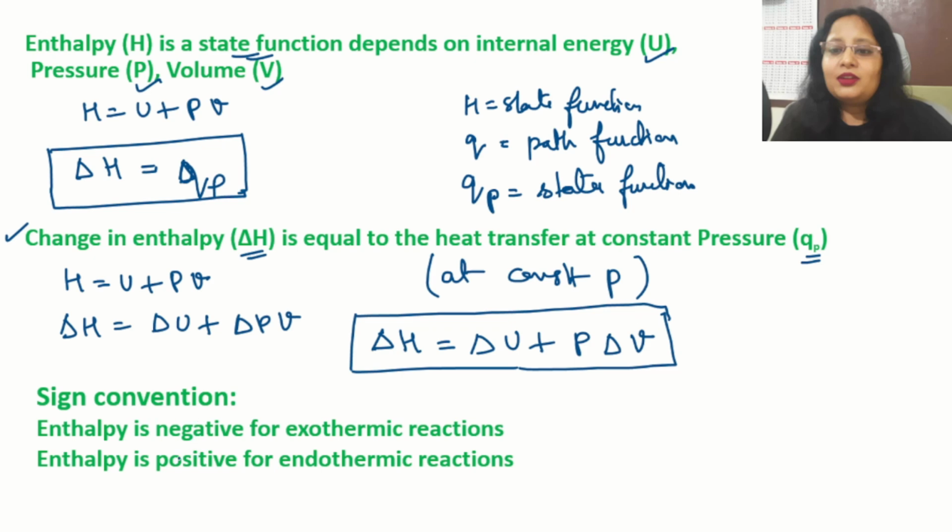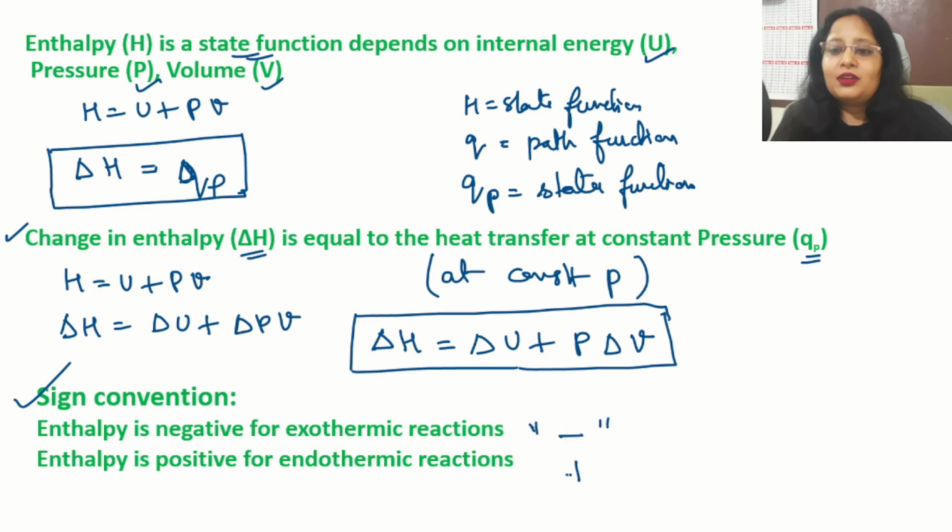Now come up to the sign conventions. That is important when we are doing numericals. So enthalpy is taken negative. When will it be taken negative? When the reaction is exothermic. Exothermic means heat is evolved. When heat is evolved, it means there is less heat inside. So the enthalpy will be negative here.